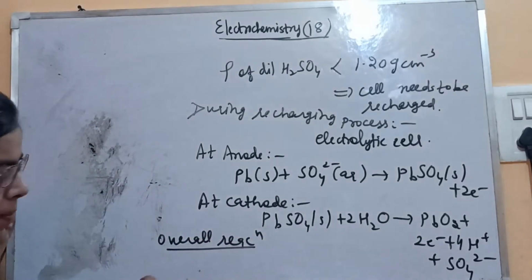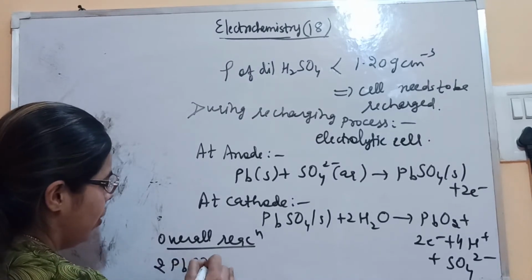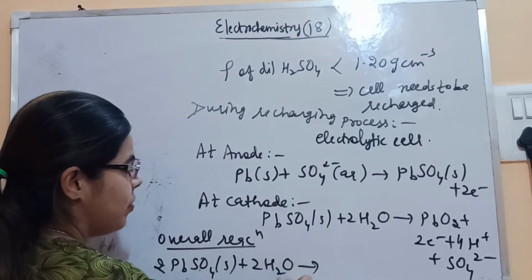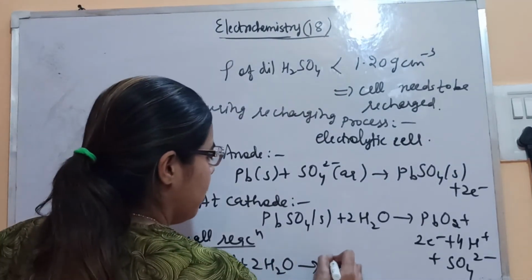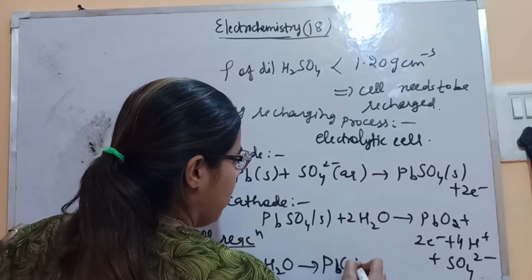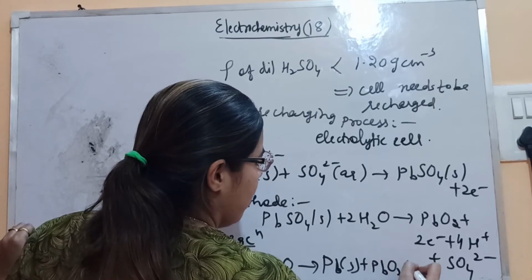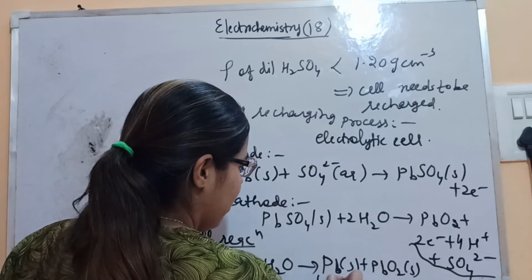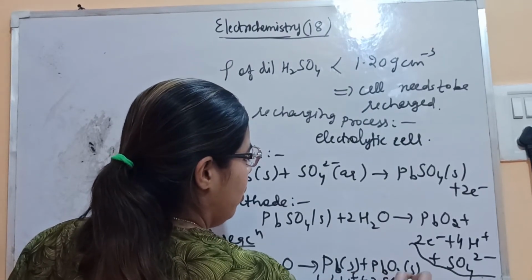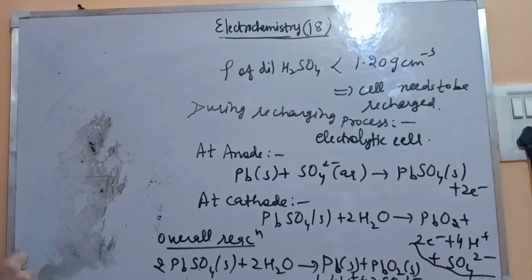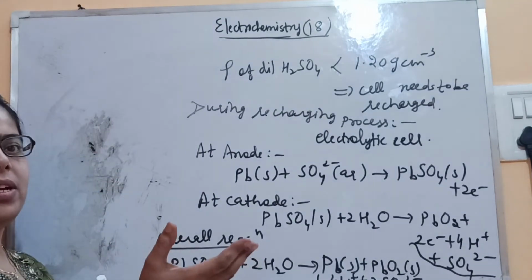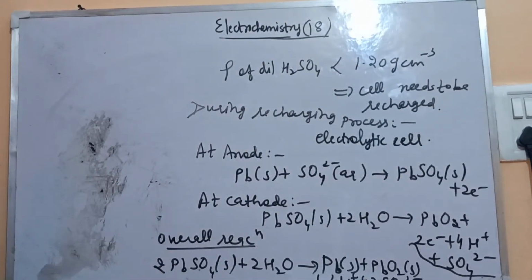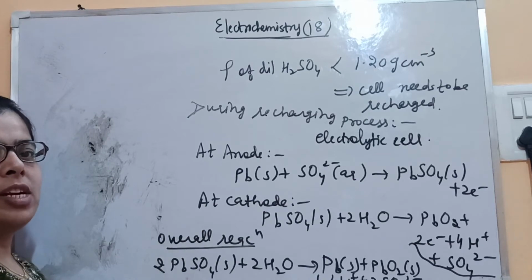Then the overall reaction also gets reversed. The overall reaction will become 2 PbSO4 plus 2H2O gives you Pb plus PbO2 plus 4H+ plus 2SO4 2 minus. Now why? The reaction which we have written during the discharging process, that only you have to reverse and write down in the charging process. It's the same, but you have to reverse the process. Reactants will become products, products will become reactants.